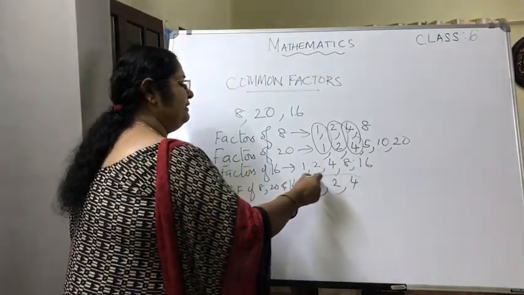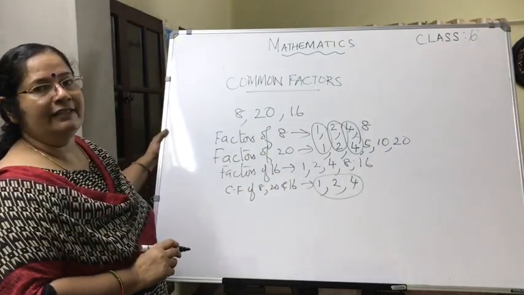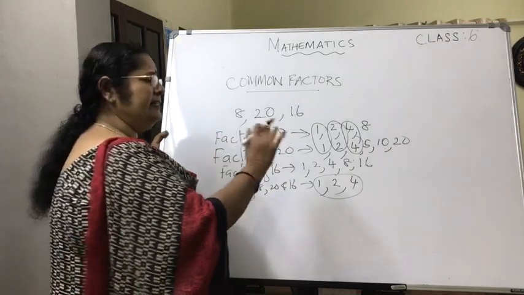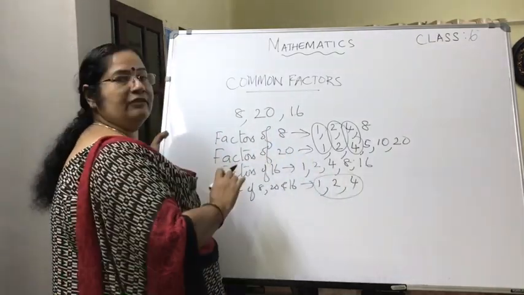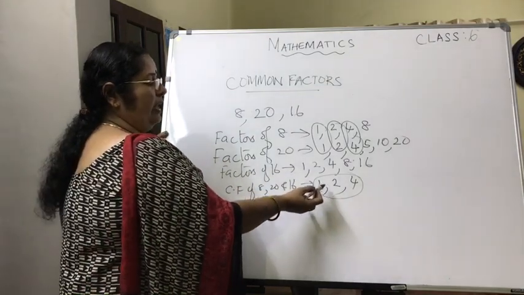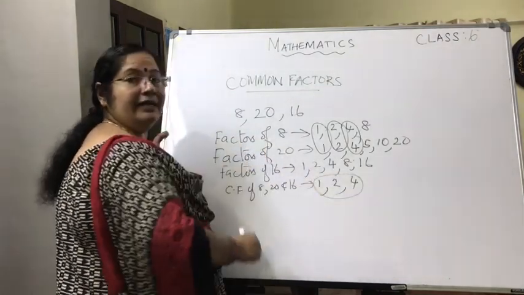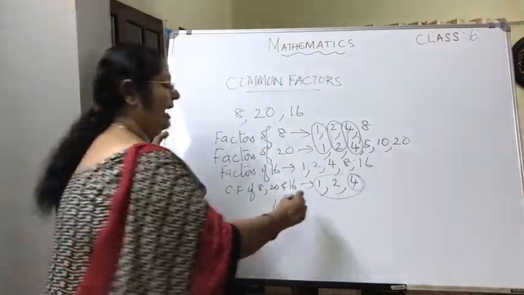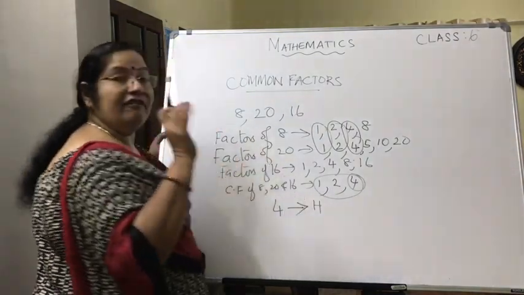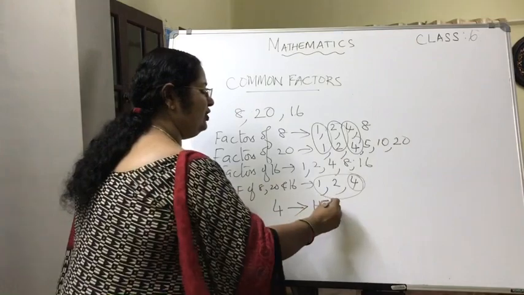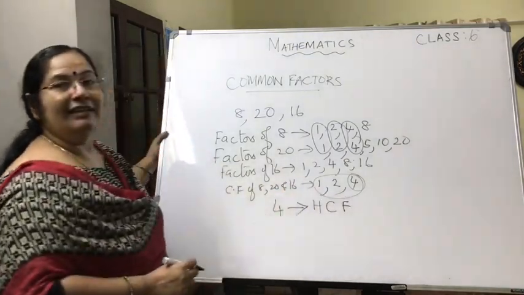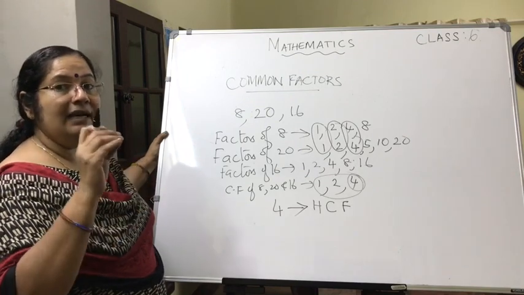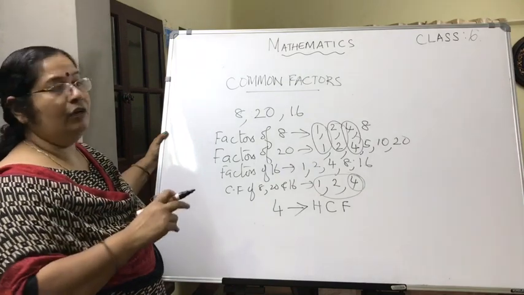Now of all these common factors, the highest, meaning the greatest of the common factors. Which is the greatest of all these common factors, the factors 1, 2 and 4? Which is the greatest one here? 4. This 4 is called the highest common factor or HCF. It is abbreviated as HCF. What is it expanded for? Highest common factor.